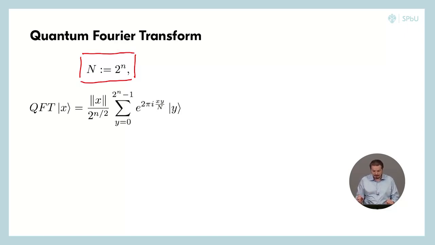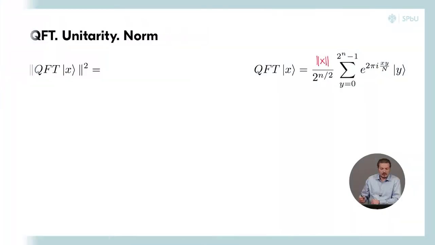And as always, we start with a check. We check if I didn't trick you by introducing some operator which is not unitary. So we have to check the unitarity of QFT. And we start with the norm. We are going to check if QFT preserves the norm. So we have this squared norm here of some vector x, and we're going to see what it equals to.